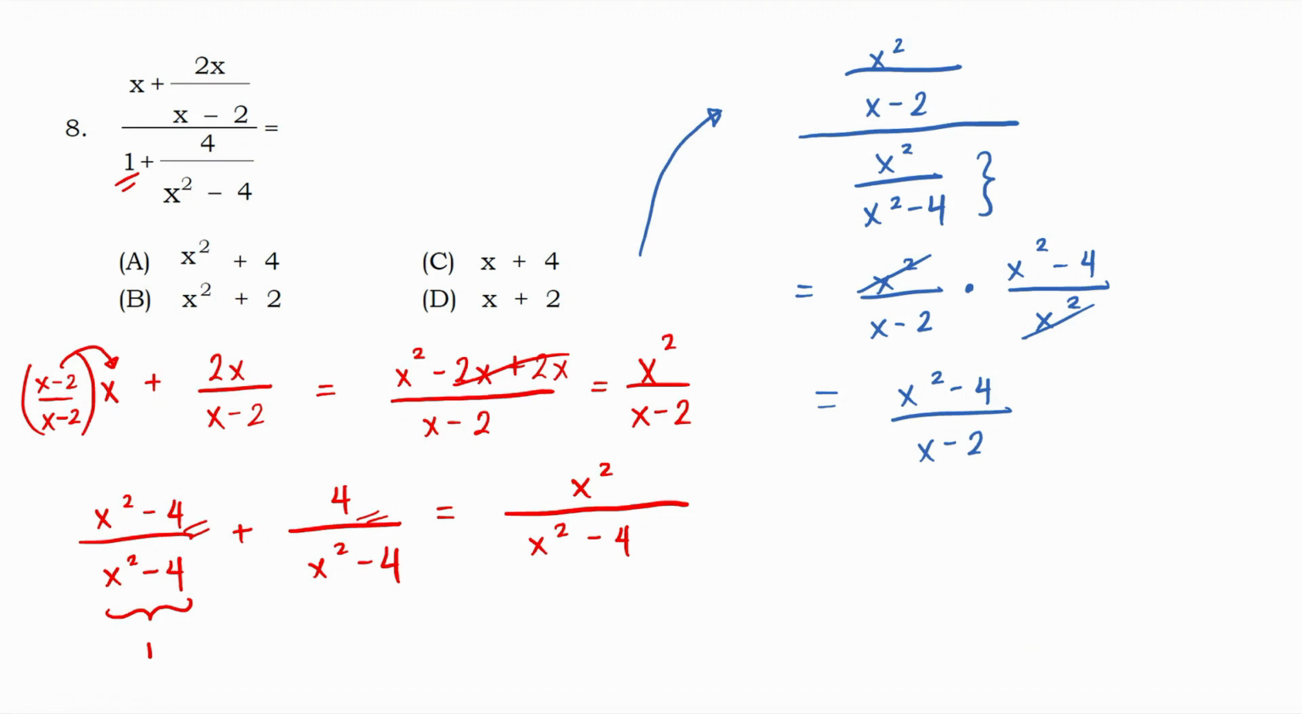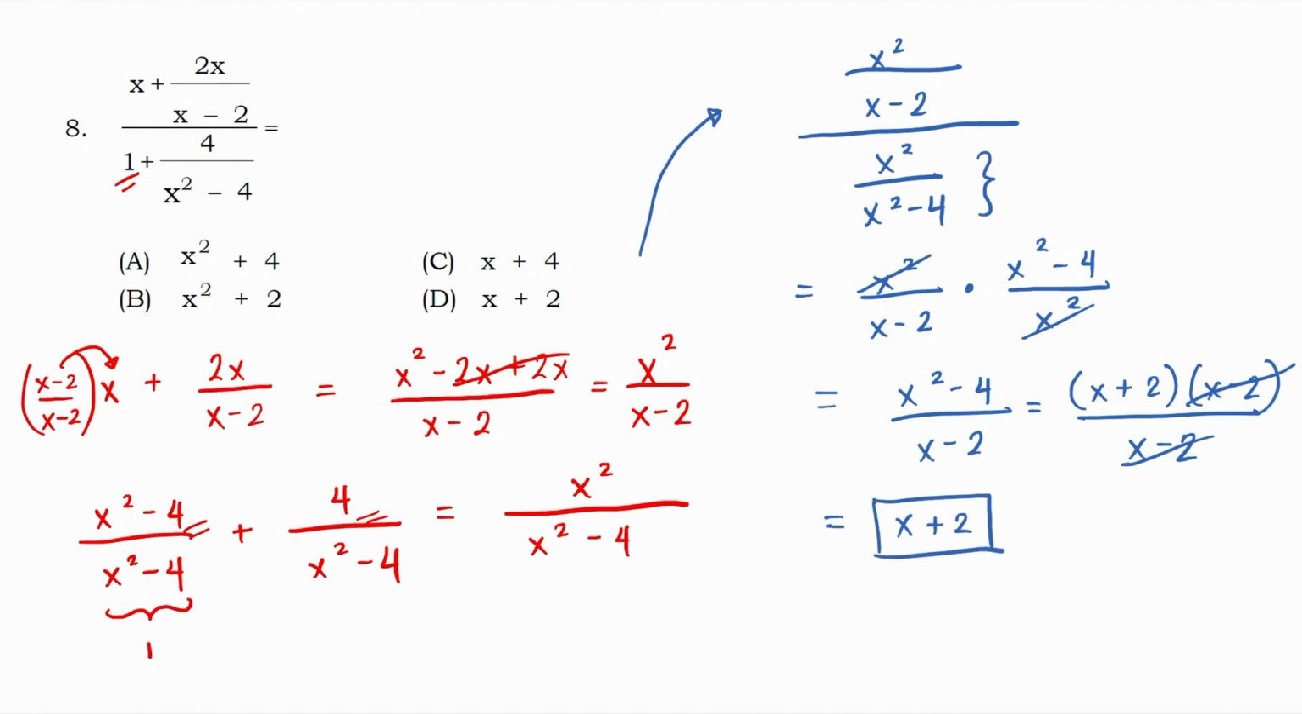Yan, wala pa siya dun sa choices. So, dapat i-factor out natin yung x squared minus 4. So, this will become x plus 2 times x minus 2 over x minus 2. If you're not familiar with factorization, dapat try nyo siyang aralin and mag-practice kayo about that. So, makakancel na tong x minus 2 and you're left with x plus 2. So, nandyan na. Ito na yung final answer natin. Letter D.